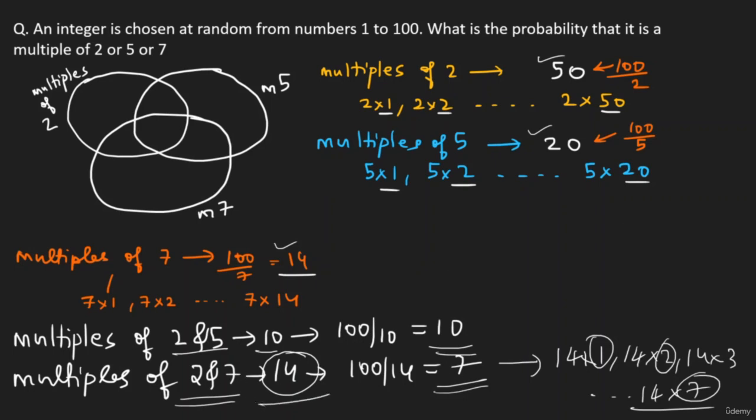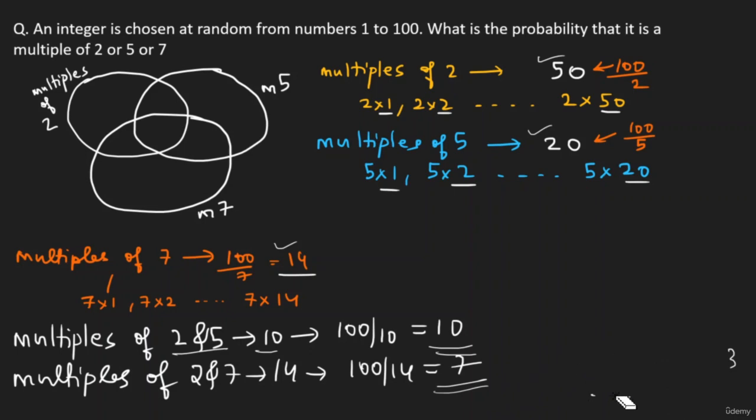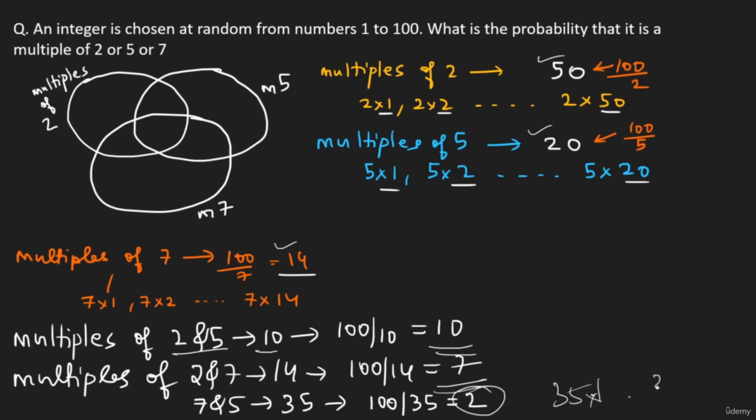Alright. Now what about multiples of 7 and 5, right? Let's find that out next. Multiples of 7 and 5 can be obtained by finding multiples of 35, and 100 by 35 is equal to 2. So there is just 35 into 1 and 35 into 2, because 35 into 2 is 70, 35 into 3 will be more than 100. So there are two multiples of 7 and 5 in the first 100 numbers, that's from 1 to 100.